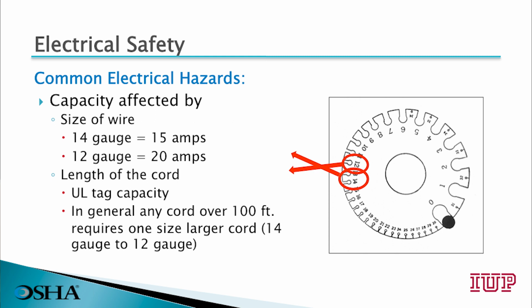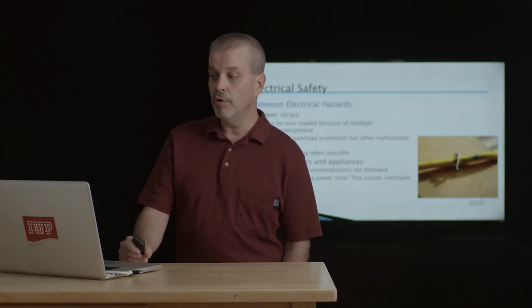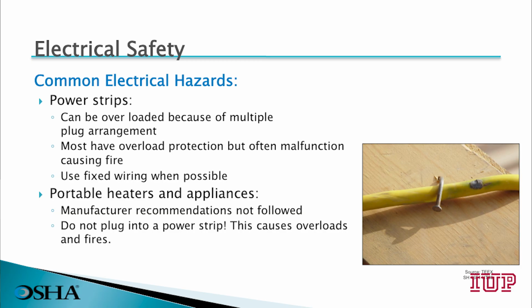Common electrical hazards also include power strips. We can easily overload these power strips because of multiple plug arrangements. Most of this equipment will have overload protection, but often malfunctions will result in a workplace fire. We always want to use fixed wiring when it's possible. Portable heaters and appliances, especially in cold weather situations, can result in electrical fires. We need to make sure that we follow all manufacturer recommendations when we're using this type of equipment, and never use a portable heater with a power strip.